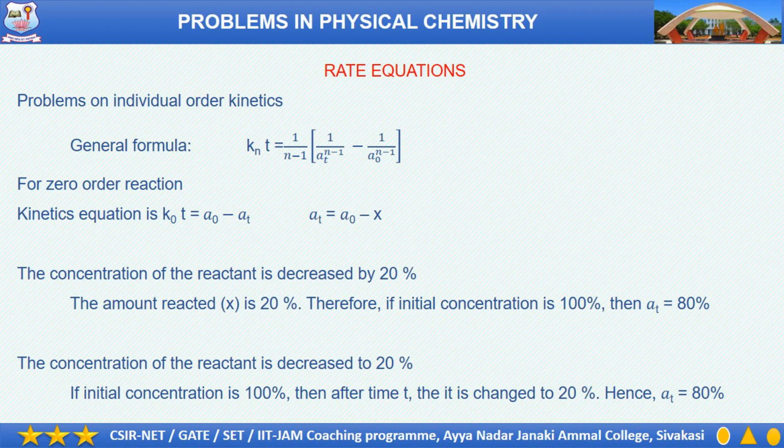You should be given what is At, or what is the amount of the reactant consumed. The amount of the reactant consumed, if you know, you can calculate At from A0 minus X, where X is the amount consumed. Therefore, if K0 is asked, t should be given, A0 should be given, and the amount that has reacted or the amount left should be given. In this type of problem, students should be very cautious.